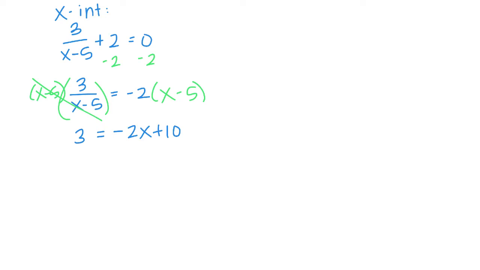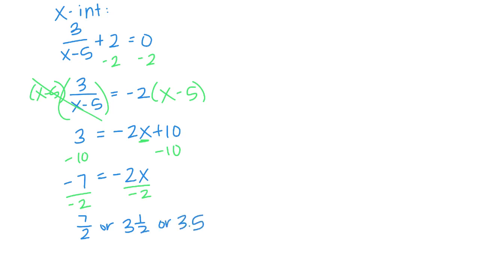Now I need to solve for x. I want to get the x by itself. So I'm going to subtract 10. Negative 7 equals negative 2x. And then divide by negative 2. We can leave it as 7 over 2, or that's 3.5. So this is the x-intercept.